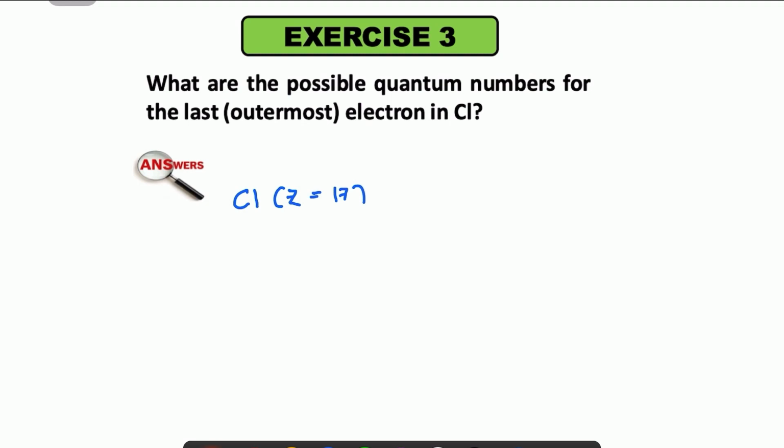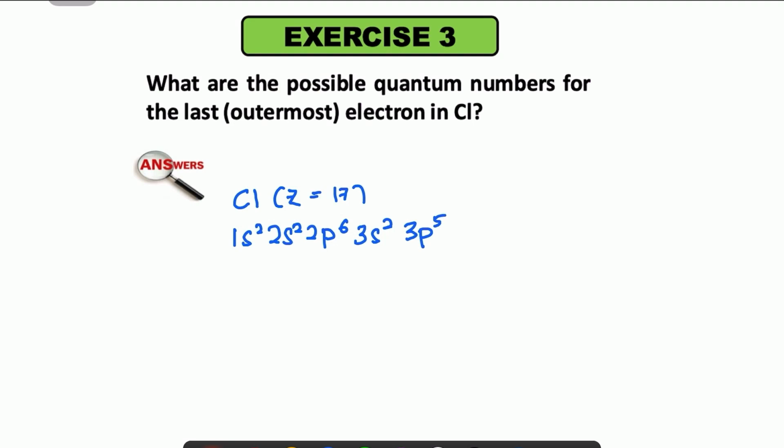So, first you have to write the electronic configuration for chlorine, according to the Aufbau principle. So 1s2, 2s2, 2p6. So there are 10 electrons, another 7 electrons. 3s2 and 3p5. So this is the electronic configuration for chlorine.